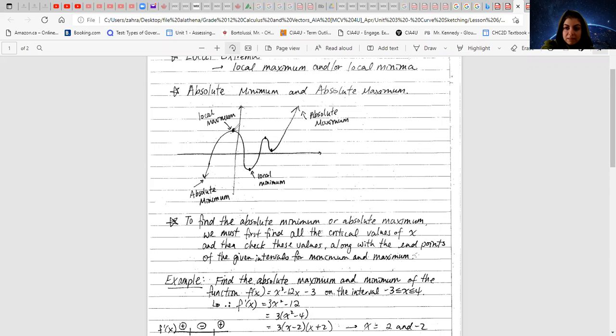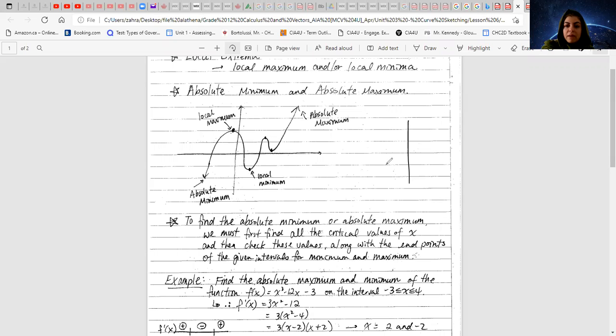So this point is maximum compared to the neighboring point. Same thing, this point is minimum compared to a neighboring point. The absolute maximum or minimum is the point that is highest entirely.